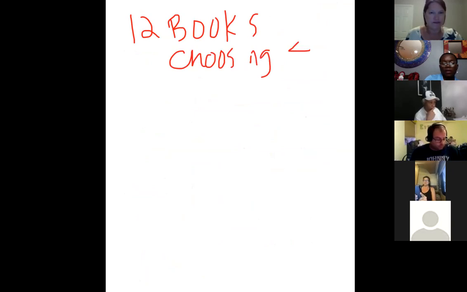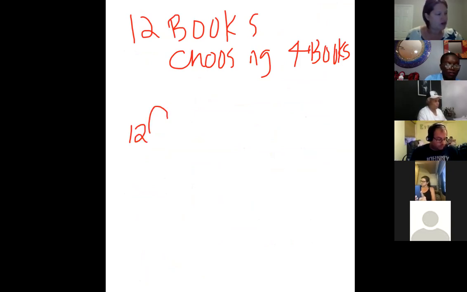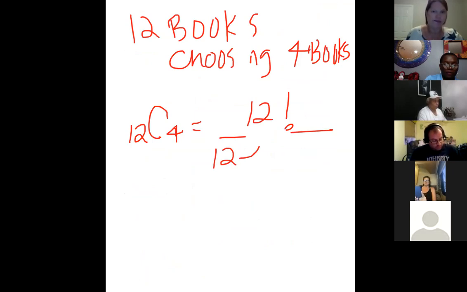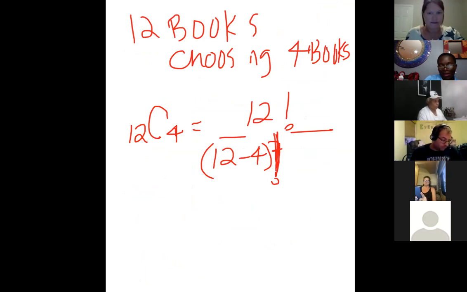All right. So on this one, I would like for you guys to give it a try too. So it'll be 12 choose 4. So it would be 12 factorial over 12 minus 4 factorial times 4 factorial. If you guys understand how to do this on the calculator, I don't have a calculator in front of me, so I may have to play around with it to figure it out. You guys can go ahead and throw this on the calculator.